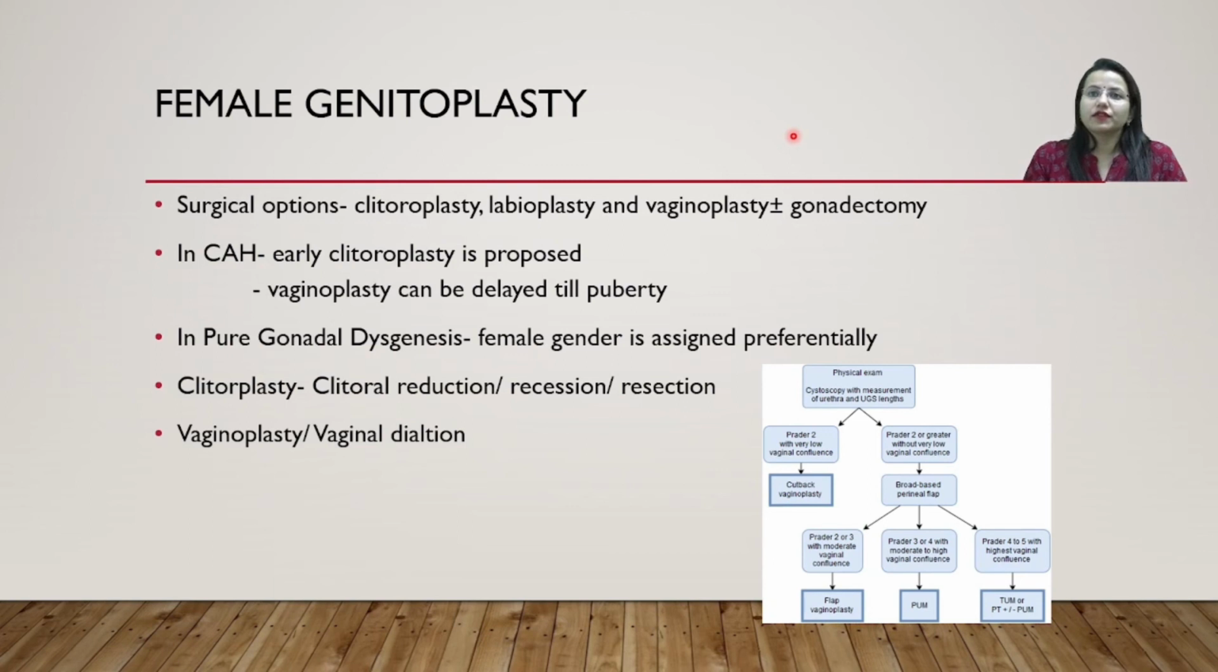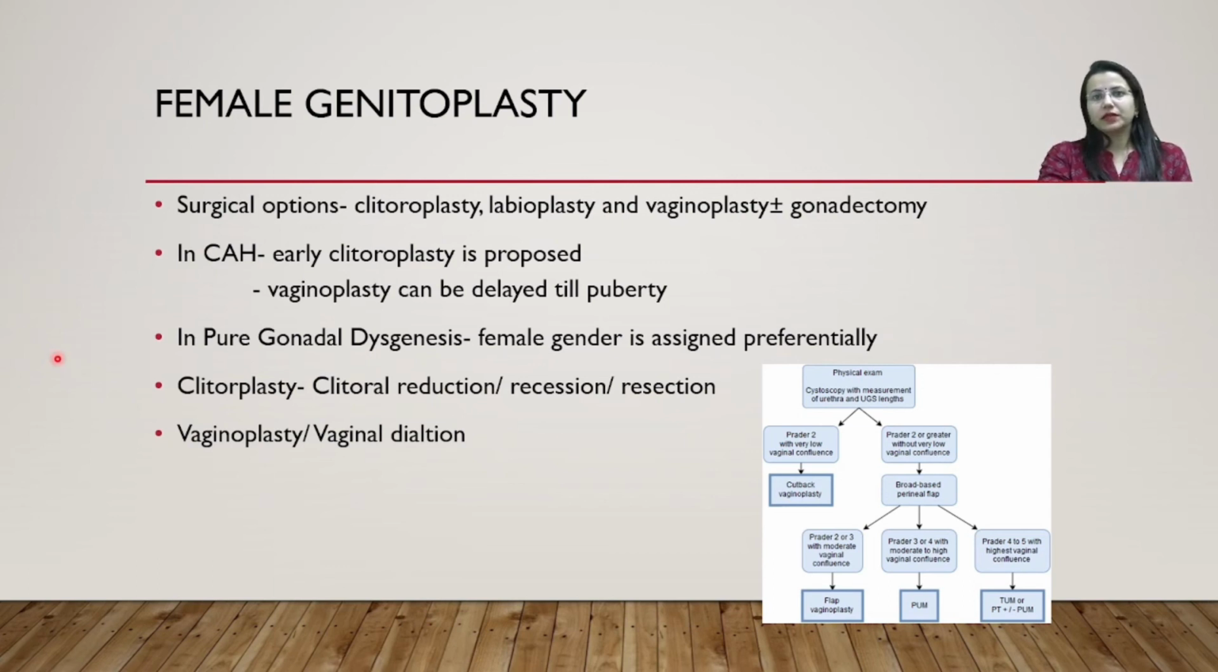Then various options are there for female genitoplasty, which could be clitoroplasty, wherein clitoral reduction, recession or resection could be done. Labioplasty and then vaginoplasty can be given, and the child may sequentially require vaginal dilatation in the initial period. If there is a urogenital sinus, then we need to correct it. At times they do require urogenital mobilization. In cases of CAH, early clitoroplasty is usually proposed after control of their 17-OHP level on glucocorticoid or fludrocortisone supplementation.